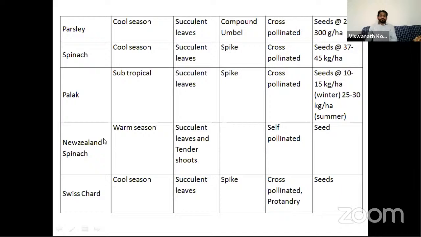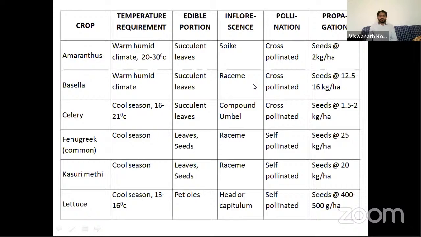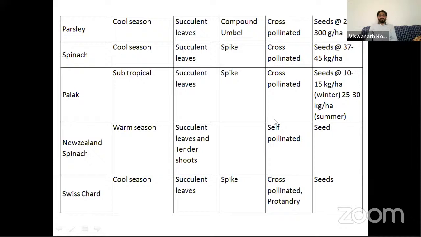Because if you see all the leafy vegetables, they are cool season cross-pollinated, warm season cross-pollinated, or cool season self-pollinated. So this was the question asked last time. The warm season self-pollinated is the only crop to give this combination. The warm season self-pollinated crop is New Zealand spinach.